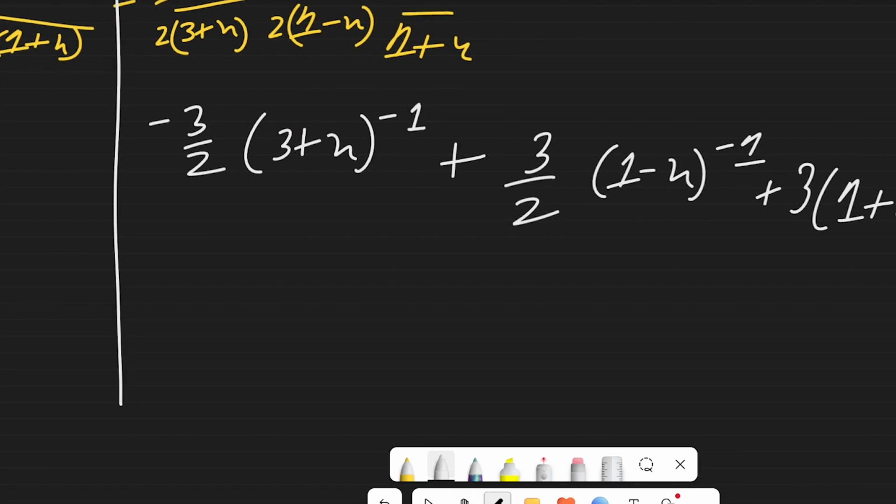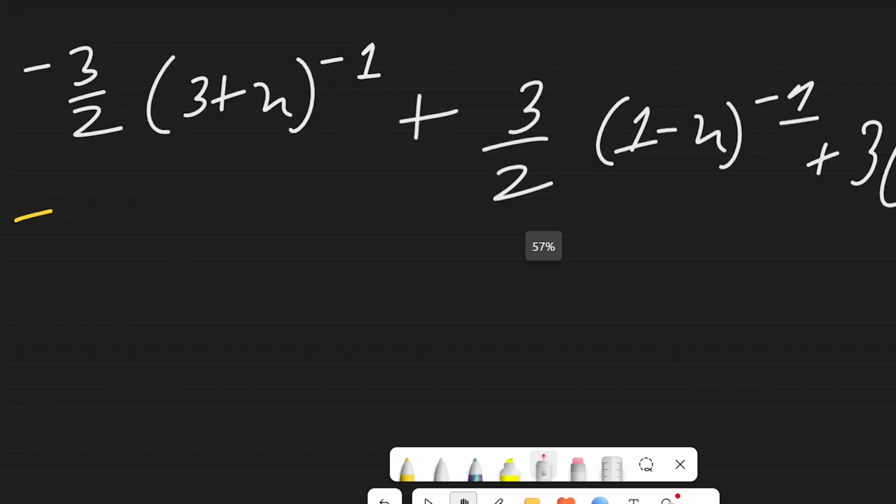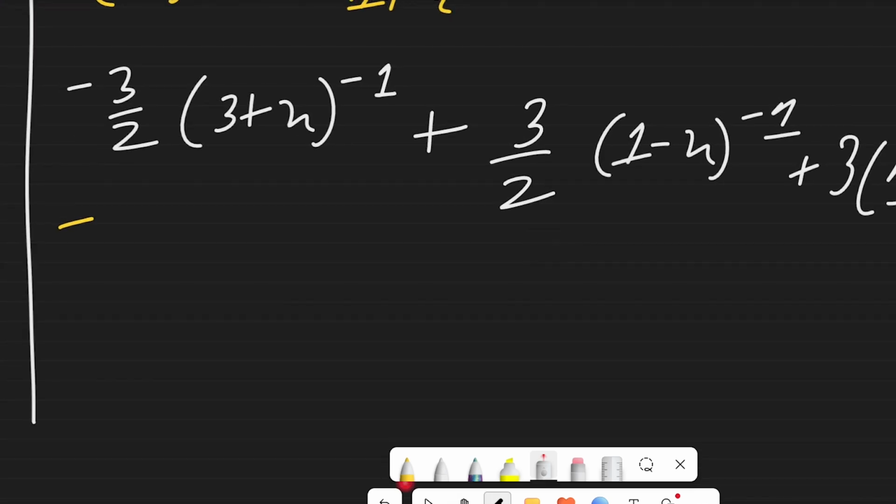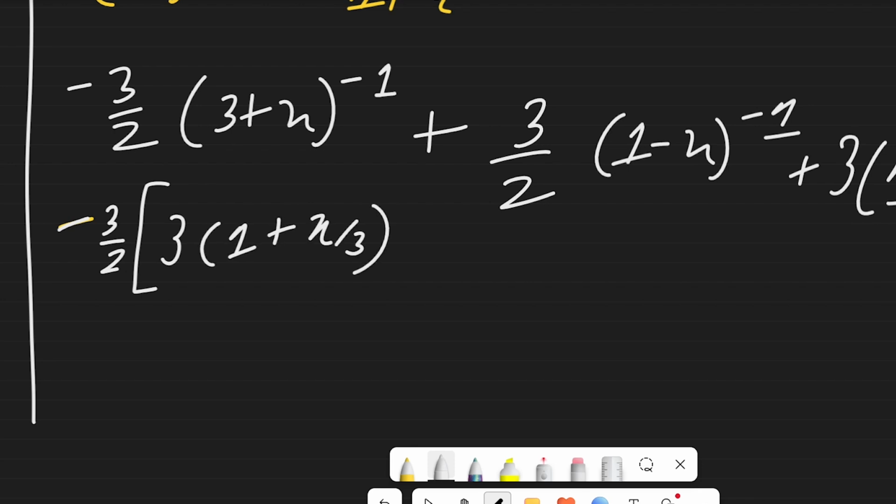Okay, now what do we do? We first of all make this as 1. Okay, then that would make the expansion possible. So how do we make it 1? From now on we'll just do these terms independently. Okay, so what we do is that minus 3 over 2 is outside, then we have a larger bracket, then we take 3 common. Okay, and then we would have 1 plus x over 3. Okay, then we would have a whole power minus 1.